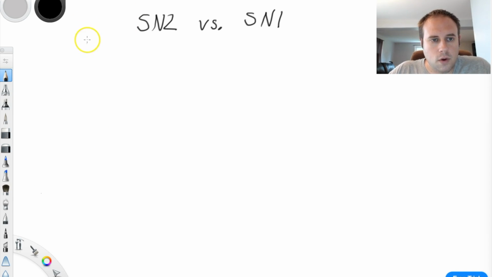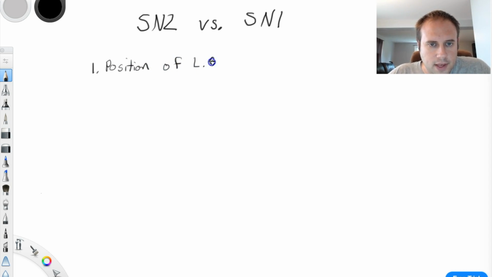All right, so the first one, and usually the most obvious one, is the position of the leaving group. When I abbreviate LG, we're talking about leaving group. When we talk about position of the leaving group, we're talking about, is it in a primary position? Is it in a secondary position? Is it in a tertiary position? And this will usually help you.